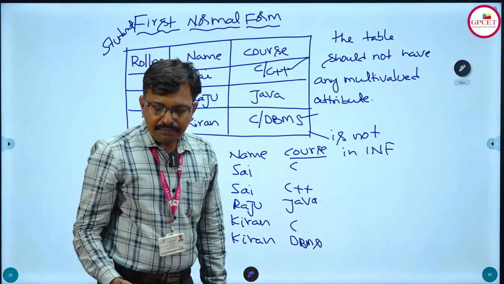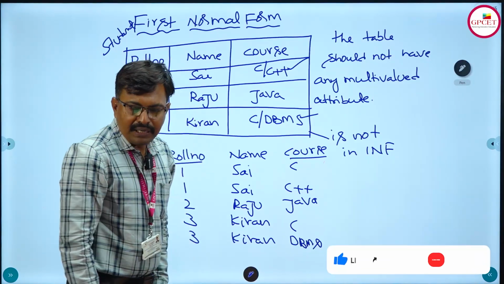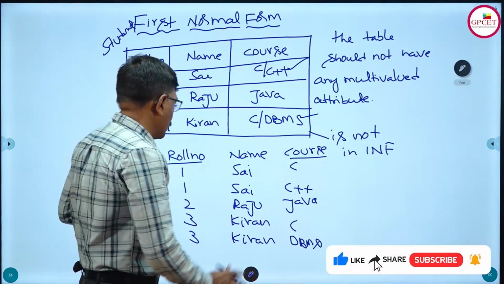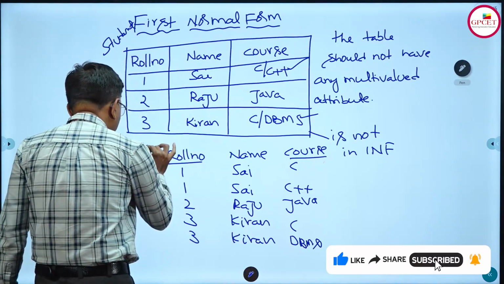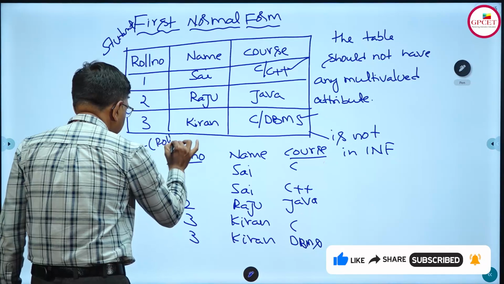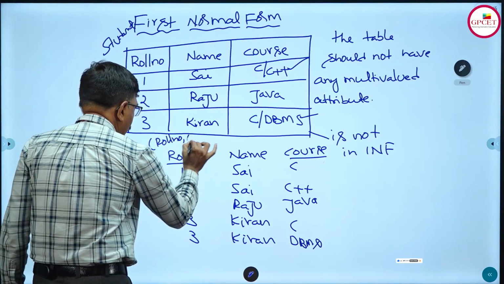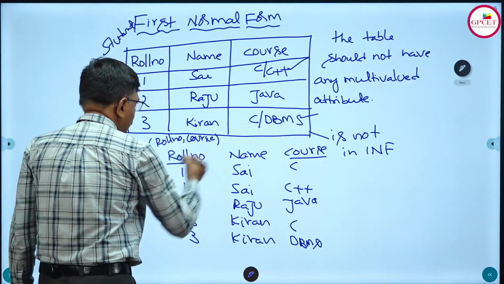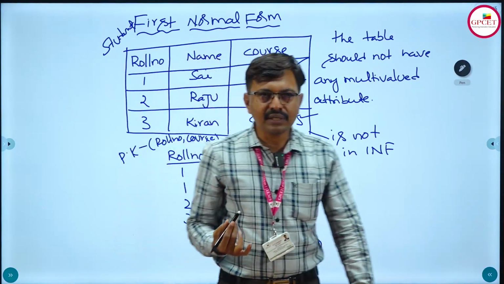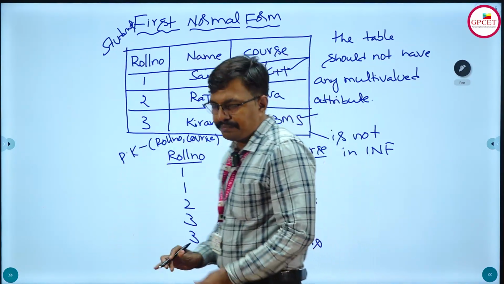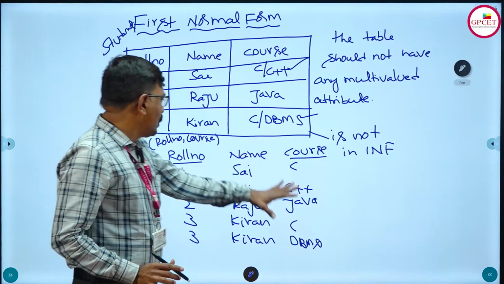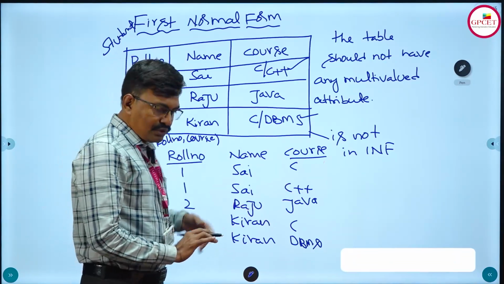The primary key is the roll number and course, the combination of roll number comma course. That is the primary key combination here. That is the first solution. There are no multi-valued attributes here. This is solution 1.